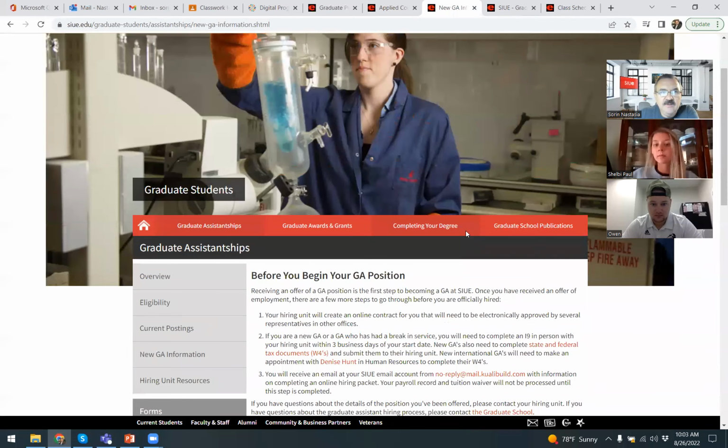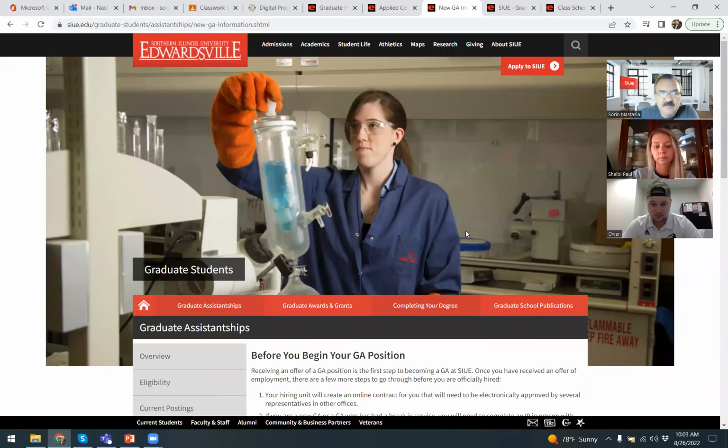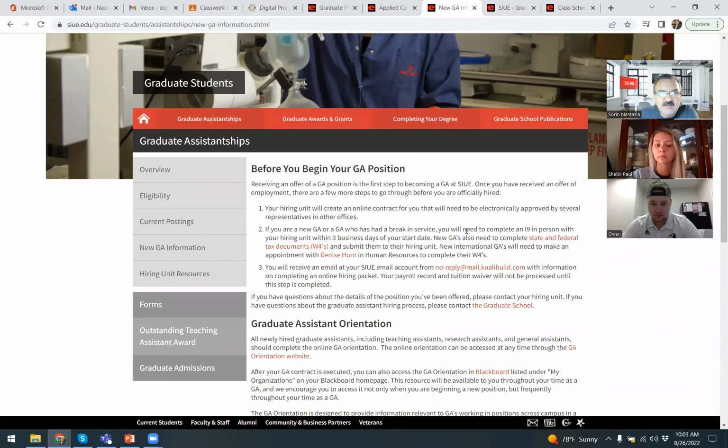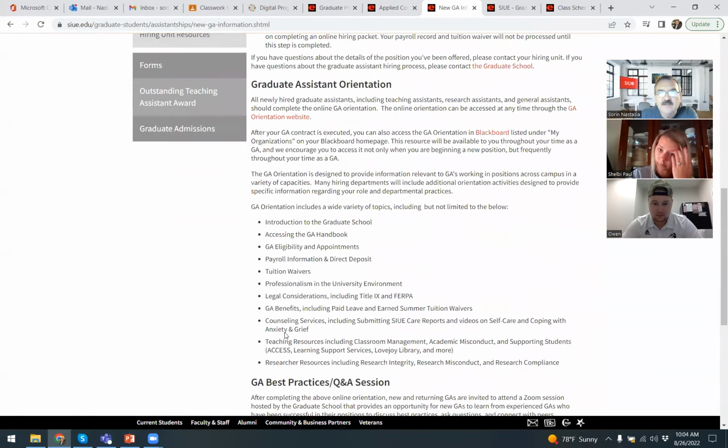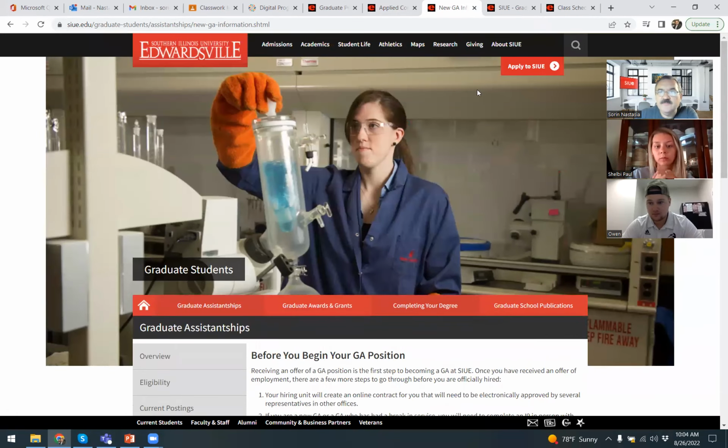Moving on from the graduate program to SIUE in general, you should always follow their rules. If you are a GA, a graduate assistant, then look at their explanations over there and on the orientation website. Later on Thursday, September 8th, they even will have a Zoom meeting, and so on and so forth.